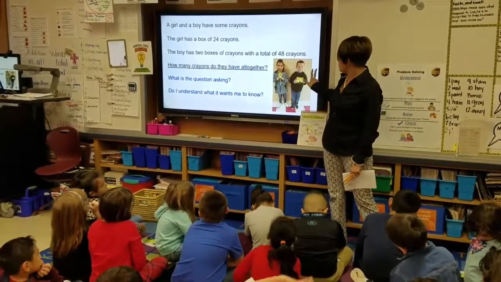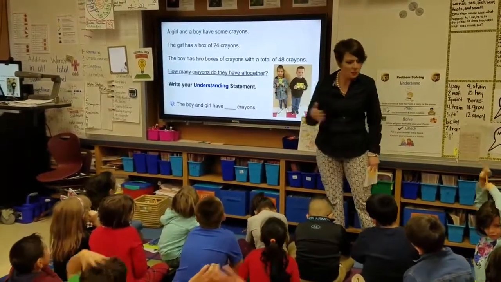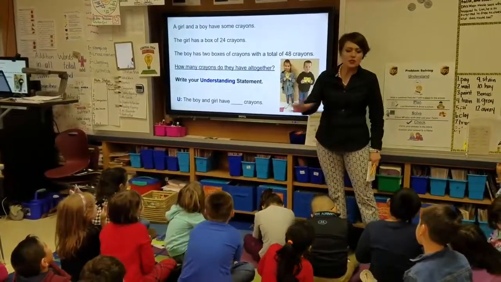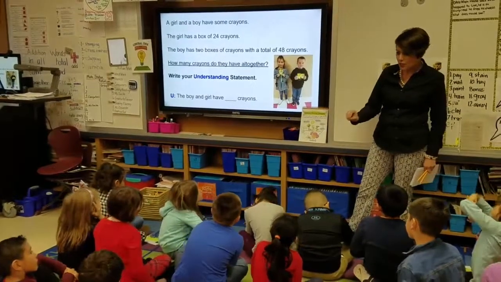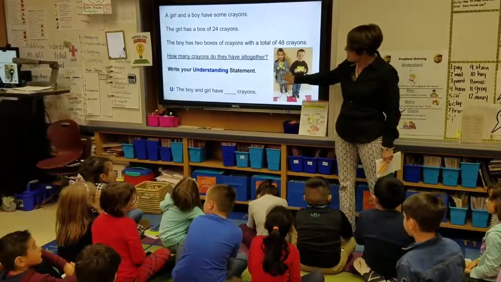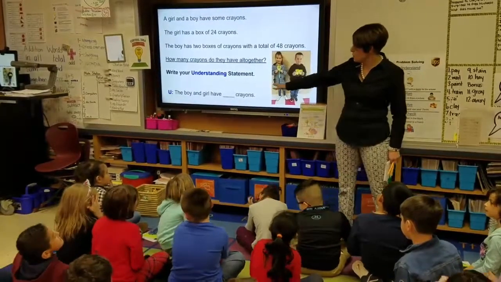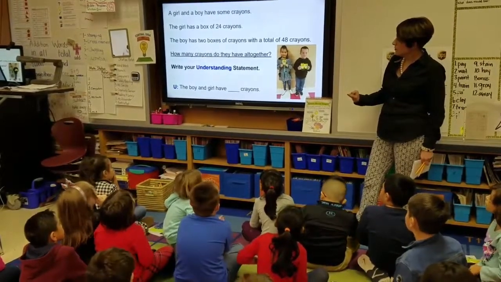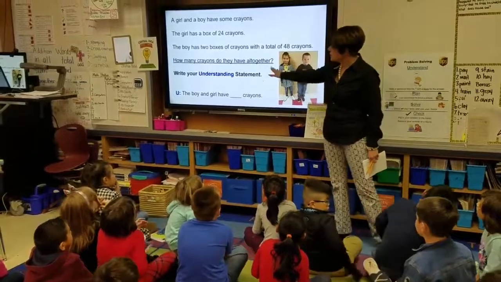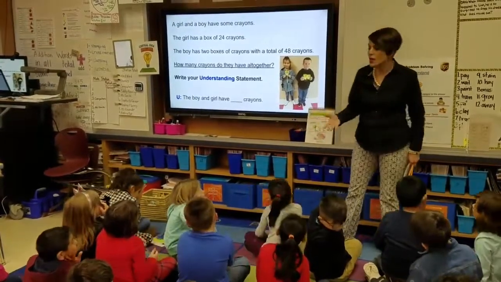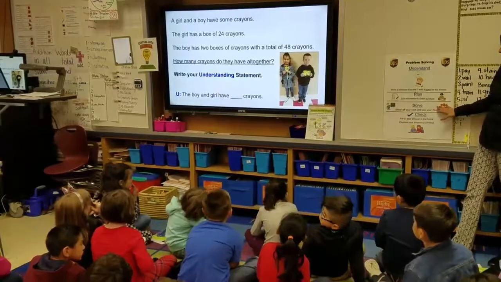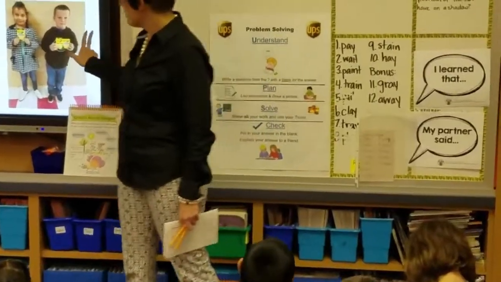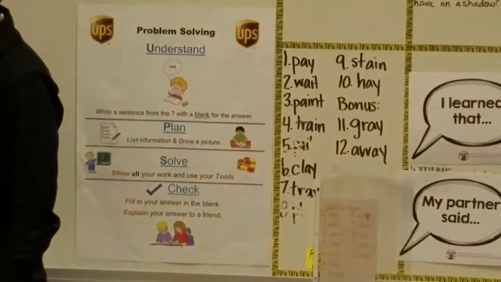So I need to know, do I understand what it wants me to know? That's when we write an understanding statement. For this problem, I'm going to go through it with you, and then we're going to get to some that are underneath that we're going to work together. Okay? So we ready? My understanding statement, Garrett, can you read that for me? The boy and the girl had blank crayons. That's right. I understand that it wants to know how many crayons. An understanding statement, like on our chart here, is a sentence from the question with a blank in the answer. So we're trying to find the answer there. So we have our question here.